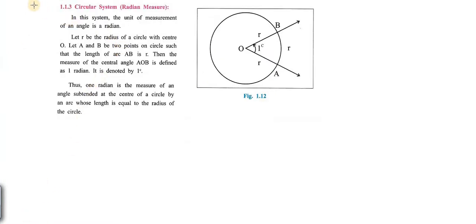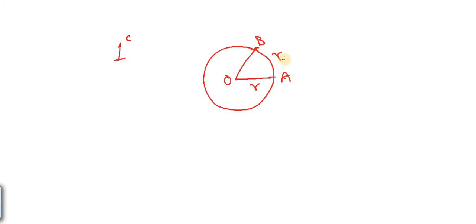Next is the circular system. In the circular system, the basic unit of measurement is the radian, and 1 radian is denoted by 1 with an overhead c. So this is the denotation for 1 radian. Now we are going to define the angle of measure 1 radian. Consider a circle of radius r. Now consider an arc of length equal to the radius of the circle. So O is the center, and AB is the arc having length r.